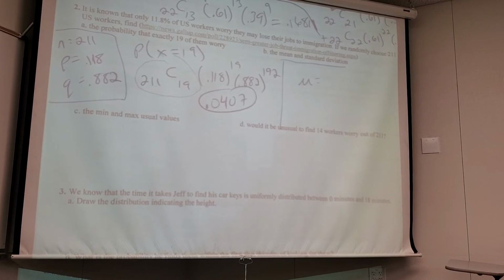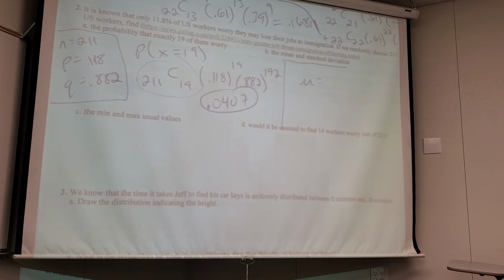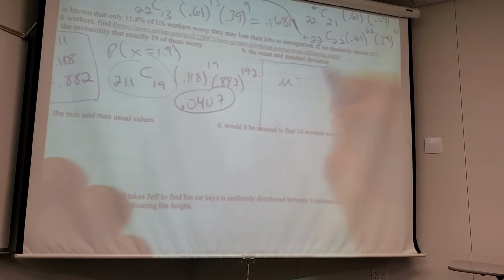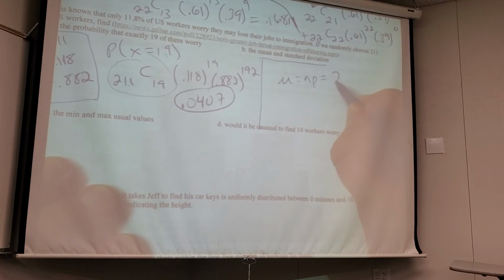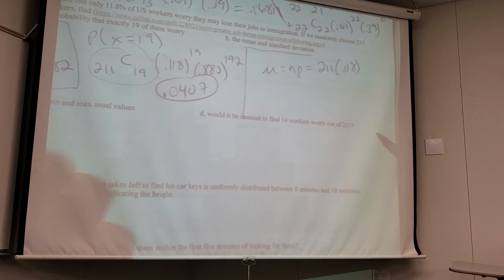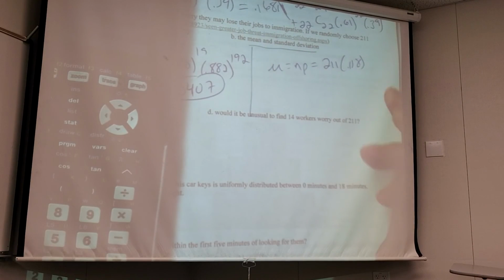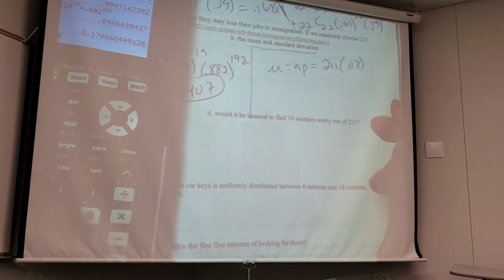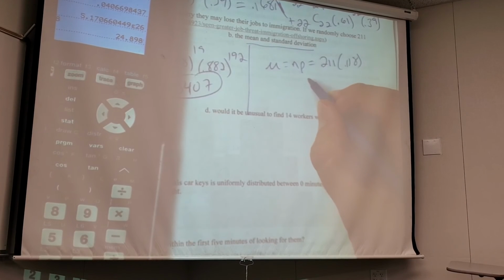All right, so what is the formula here for this part? N times P. N times P. N is 211. P is 0.118. So whatever that is. 24.